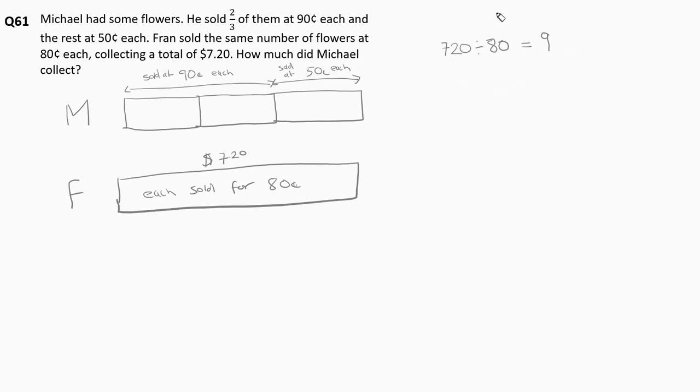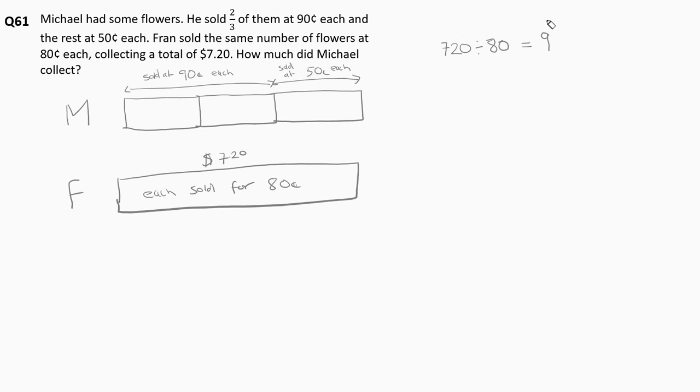And if we just want to check it, so we know that 72 divided by 8 is 9, but let's check with Alexa. What does she think? Alexa, what's 720 divided by 80? 720 divided by 80 is 9. See?